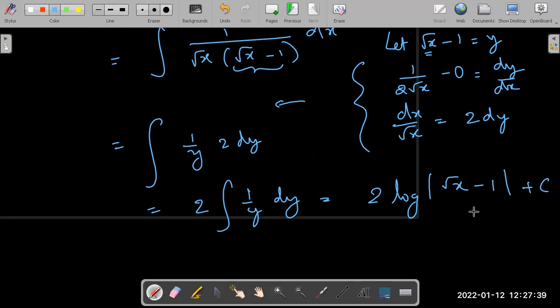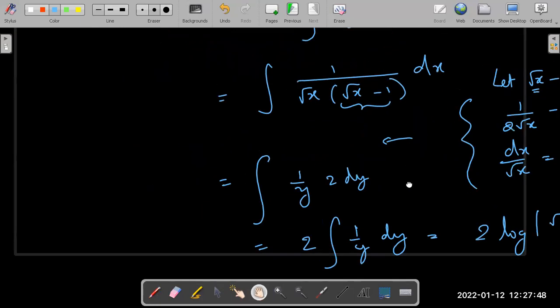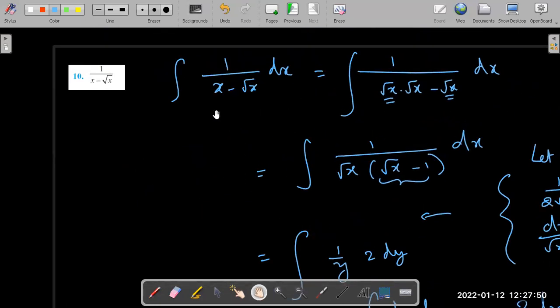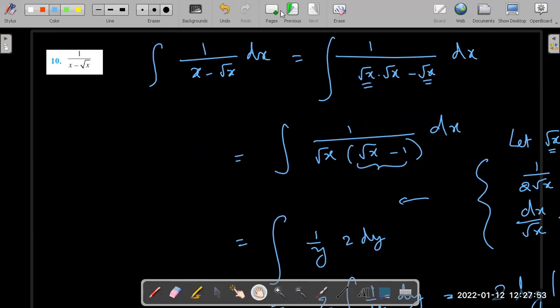2 root x plus 1 plus c. Okay, got it? I understood this properly, but I will not be able to think of it in an exam hall.